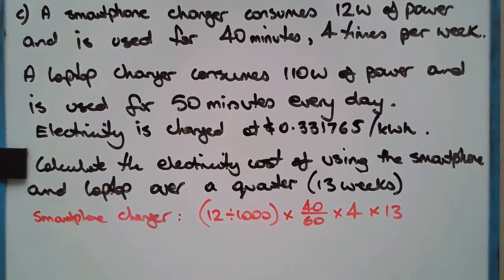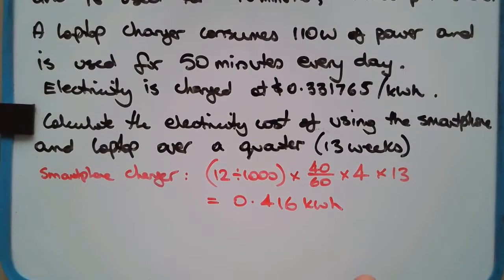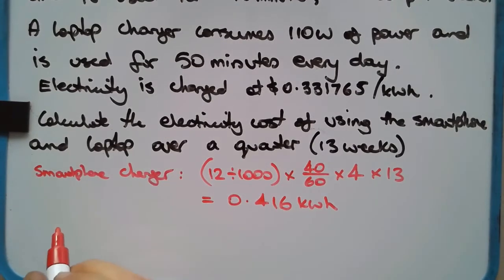Now, that gives us, okay, so I'm just going to enter into the calculator now. You can beat me to it if you like. So 12 divided by 1,000 multiplied by 40 on 60 and multiplied by 4 multiplied by 13. Okay, and we get 0.416 kilowatt hours.